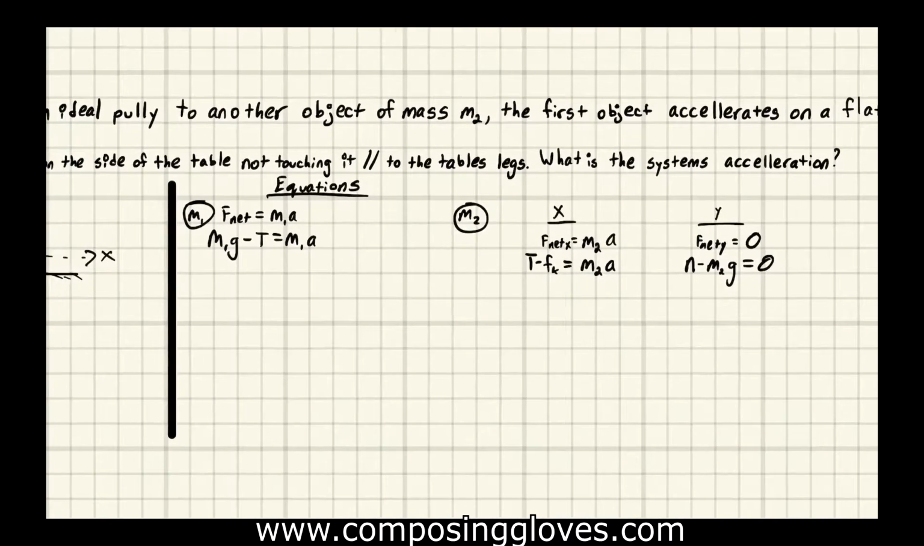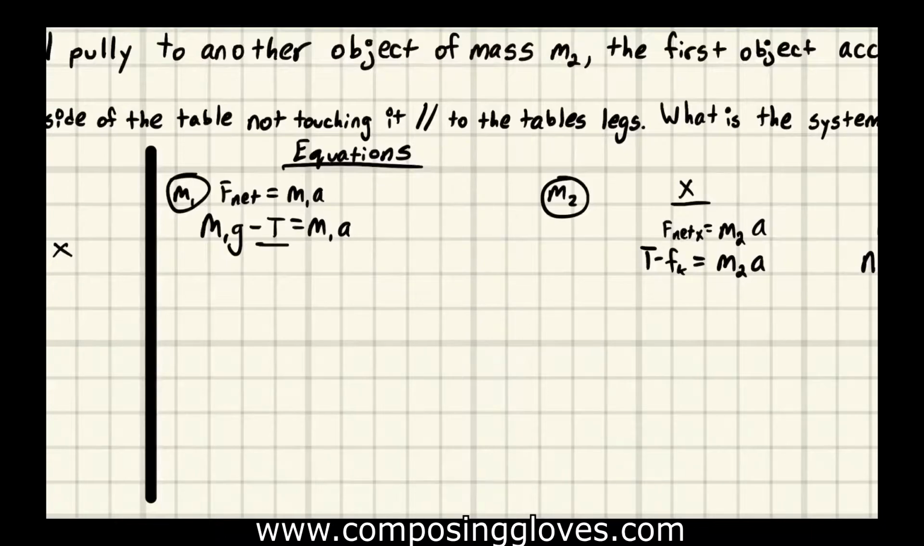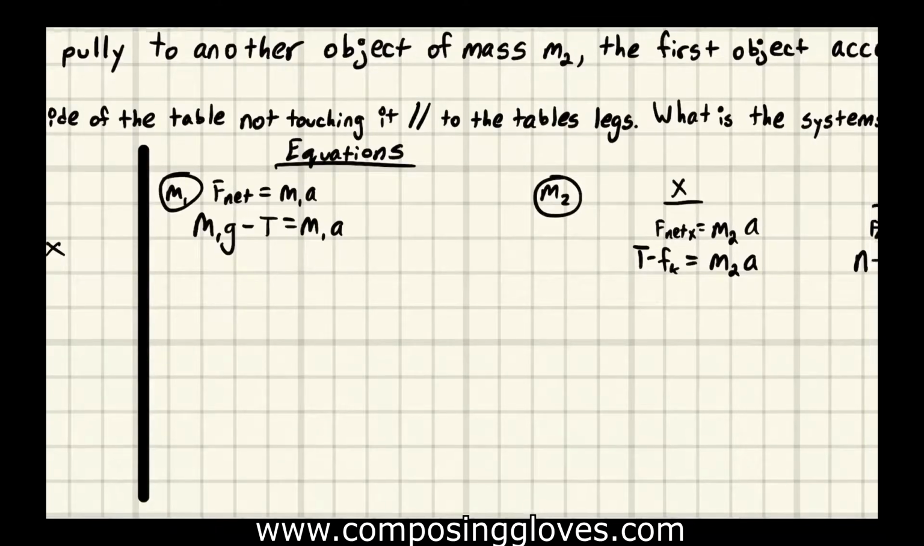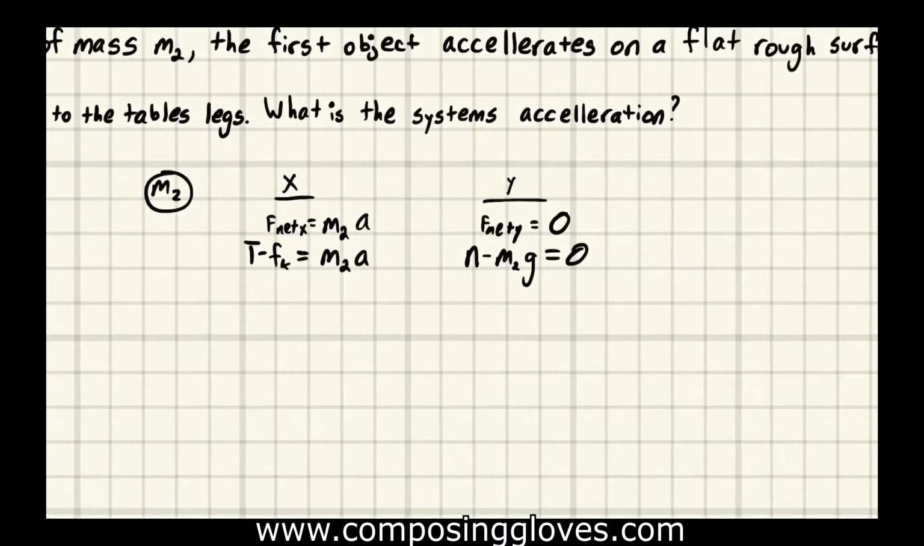So over here, well, we could figure out T, and then we could substitute it in here, and then we know what F sub K is. F sub K is the coefficient of friction mu sub K times the normal force. And we know where the normal force is. I'm going a little fast. That's just because we have another case. Our normal force is over here.